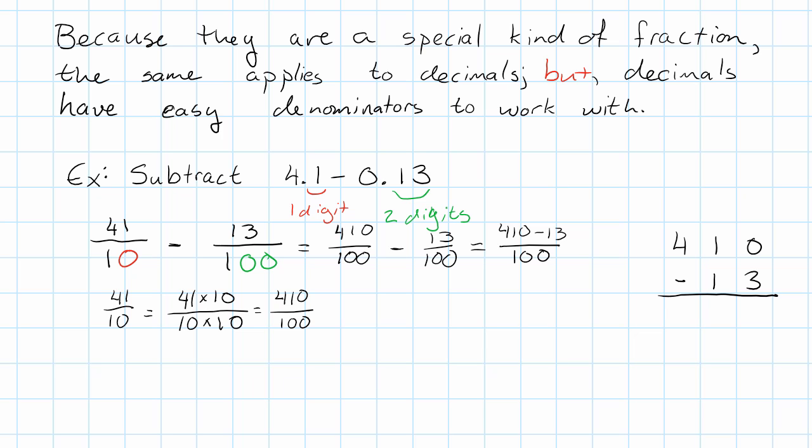Once you have it written out and all lined up, you can use a calculator if you want, but this is pretty straightforward. Right, we have to borrow. 10 minus 3 is 7. 10 minus 1 is 9. And 3 minus 0 is just 3. So let's see, we're going to get 397 hundredths. 2 zeros in the denominator means 2 digits after the decimal point.